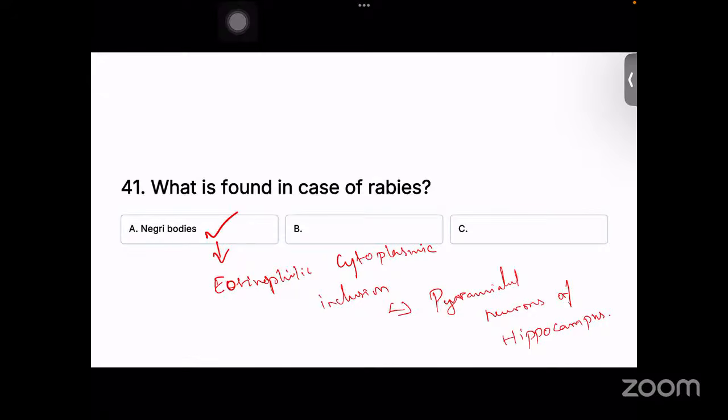Maybe other options might have been given to you. Since I can't find the other options, Negri bodies, since it is the right answer, I'd rather go with that. Immediately you have to do DFA. We have to do the other ones. Okay. Next.